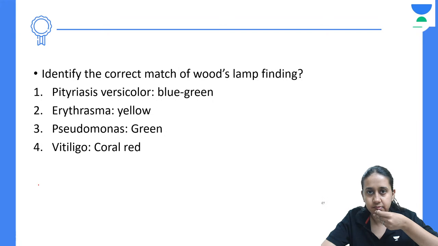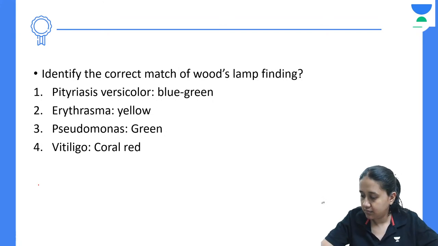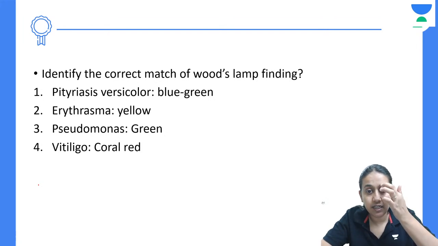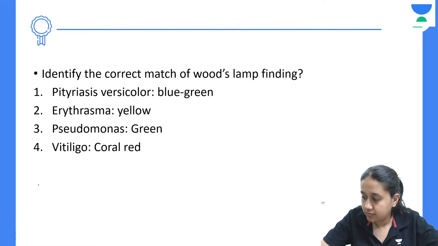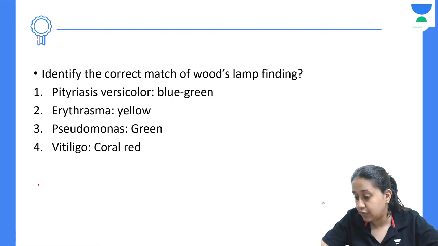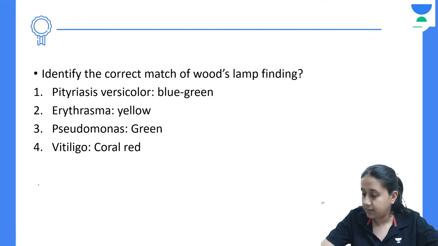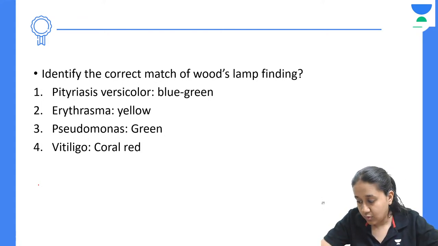Anyone? Identify the correct match of Wood's lamp finding. Blue-green color for pityriasis versicolor, yellow for erythrasma, green for pseudomonas, or coral red for vitiligo. Which of the following is the correct statement? Anyone? Very nice, Ruhi.